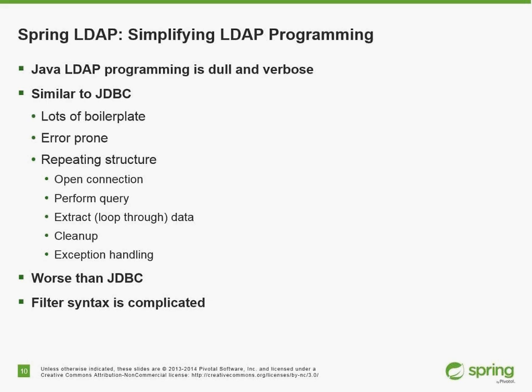And so we have the repeating structure. For very simple tasks, we need to do the same thing over and over again. The general flow is you open a connection, you perform a query, you get some kind of result back, you loop through that data, you extract the stuff that you want, and then you need to close the connection and handle all the checked exceptions. That will happen throughout different stages of these operations. It's very important to clean up. As everyone knows, if you forget to clean up, you will get a connection leak, and eventually you'll get angry phone calls from system admins.